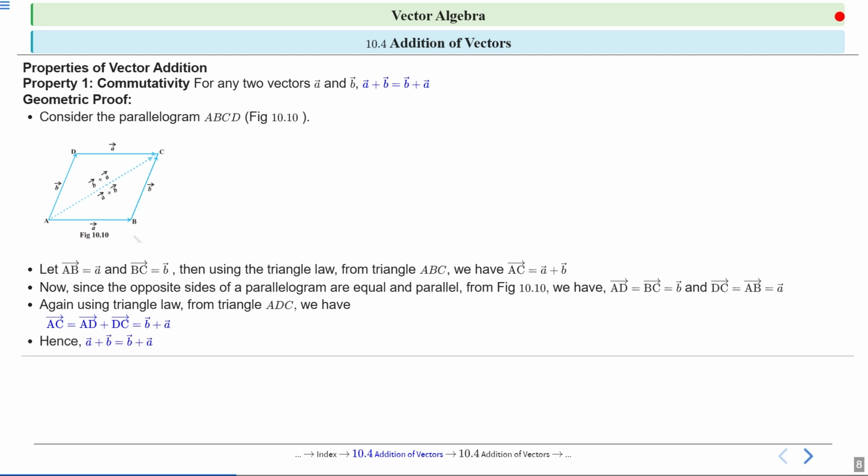So in conclusion, we have shown that a vector plus b vector equals b vector plus a vector using both algebraic and geometric reasoning. This commutative property is a fundamental aspect of vector addition and is essential for solving more complex vector problems.